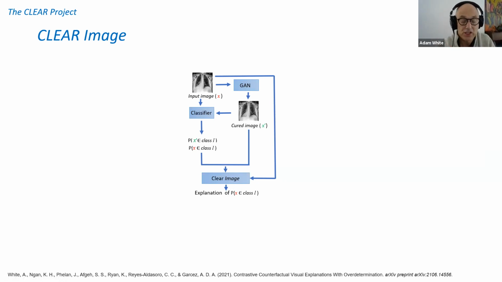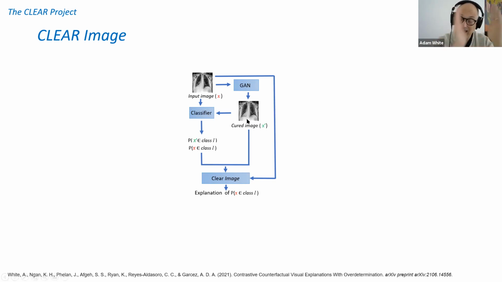And what we do then is we use the difference between the diseased image and the cured image as part of our segmentation algorithm. We also use the diseased image to generate our set of perturbed images. So rather than substituting segments with just grey patches like Lime does, we start off with a diseased image and we start replacing segments with the corresponding segments from the cured image.